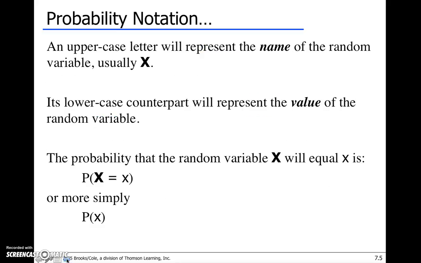The probability notation: an uppercase letter will represent the name of the random variable, usually X. Its lowercase counterpart will represent the value of the random variable. The probability that the random variable X will be equal to little x is written as probability of X equals x, or simply P of little x.